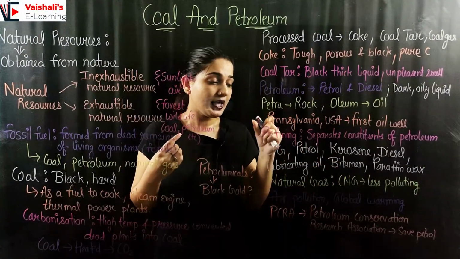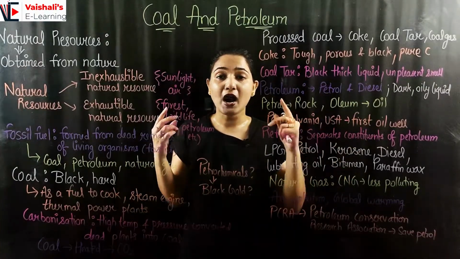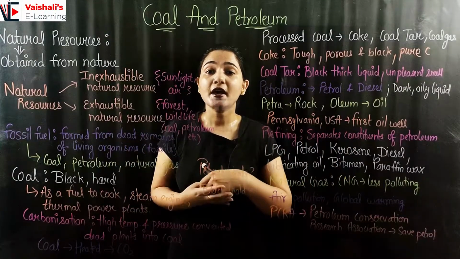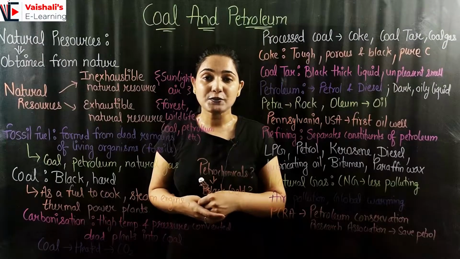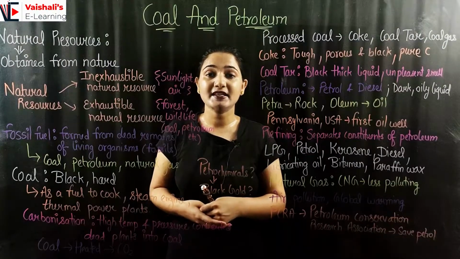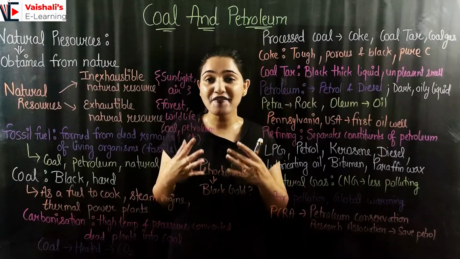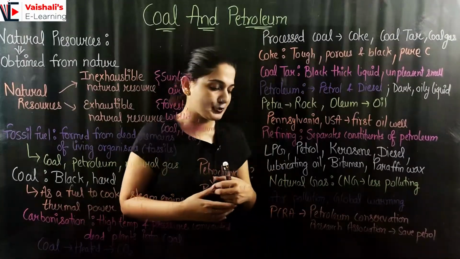are less polluting. Now air pollution and global warming are the two main causes because of which we are avoiding using coal and petroleum. Plus these are exhaustible natural resources, so we have to save them for our future generations as well.